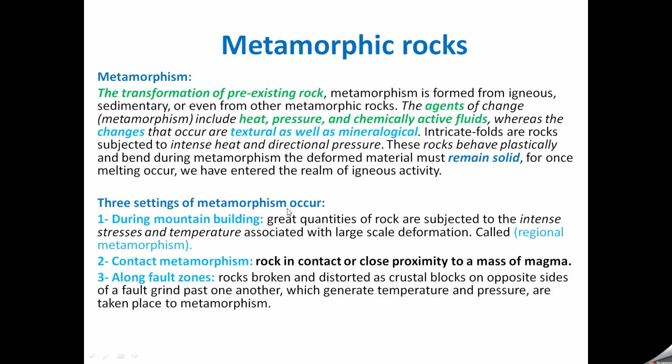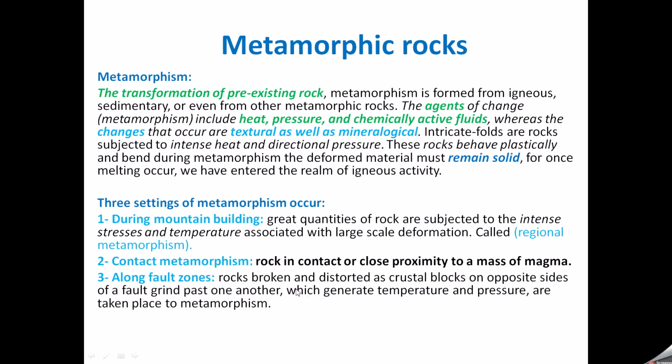Three settings of metamorphism. During mountain building, it's mainly pressure. Great quantities of rocks are subjected to the intense stress and temperature associated with large-scale deformation, called regional metamorphism. So in regional metamorphism, we have pressure and temperature. Contact metamorphism: rocks in contact or close proximity to a massive magma. So the main agent here is temperature for contact metamorphism.